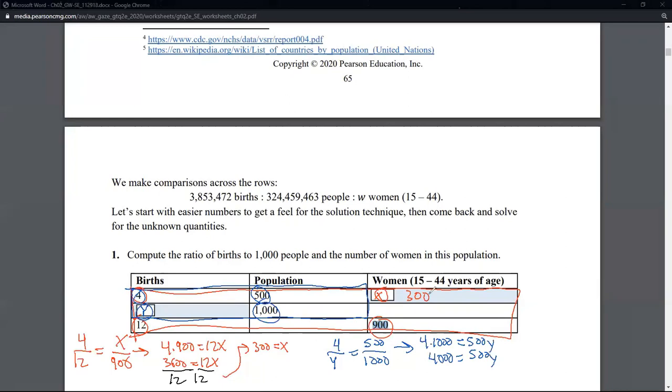Divide both sides by 500. And basically you're just doing 40 divided by 5, which is 8. So 8 is equal to y. Y being the number of births per 1,000 people if the population doubled. So this was us scaling the population to per 1,000. So if there's 4 births per 500 people, that means there's 8 births per 1,000 people. Notice that this value is double the previous one. The 500 doubled to 1,000, the 4 doubled to 8.